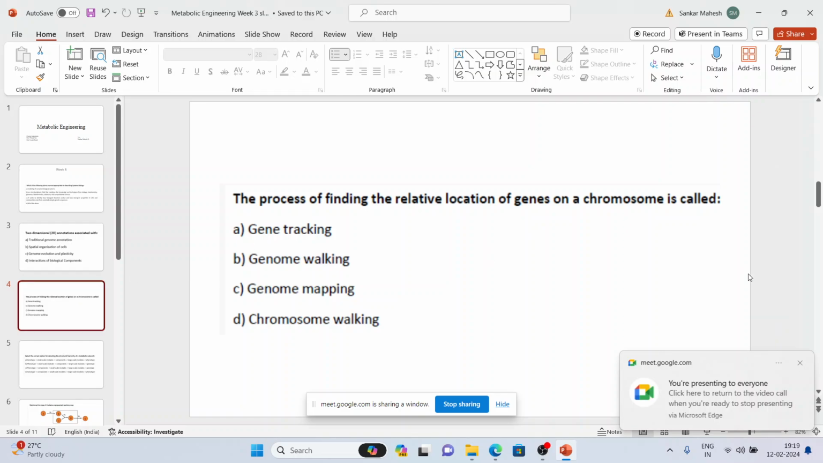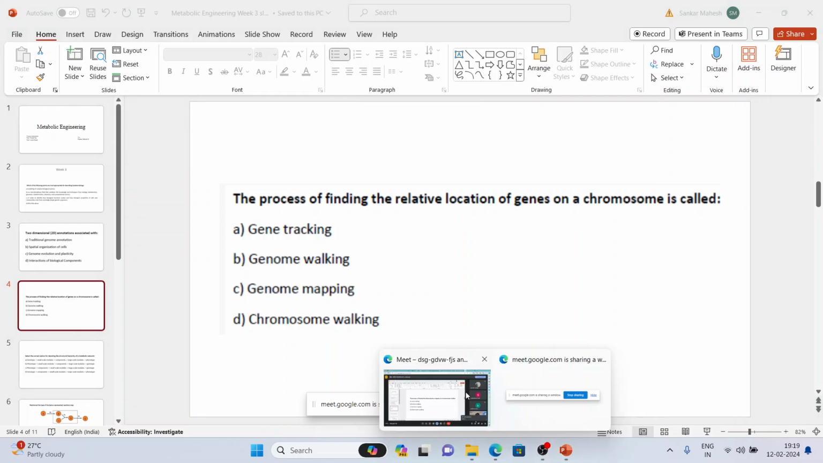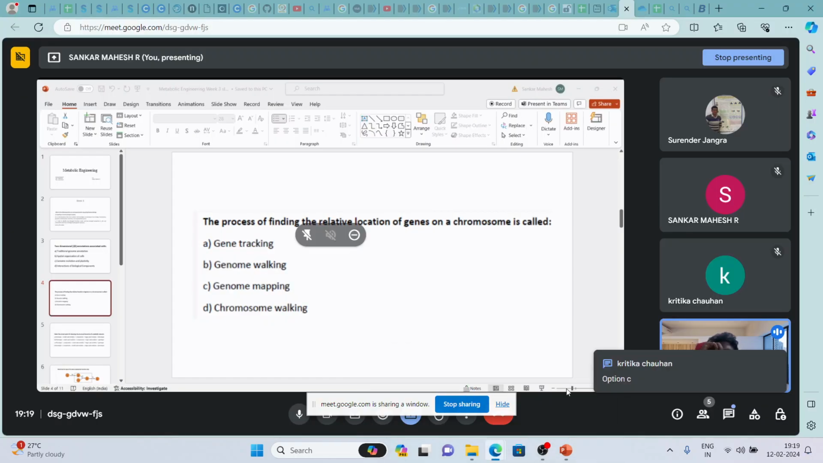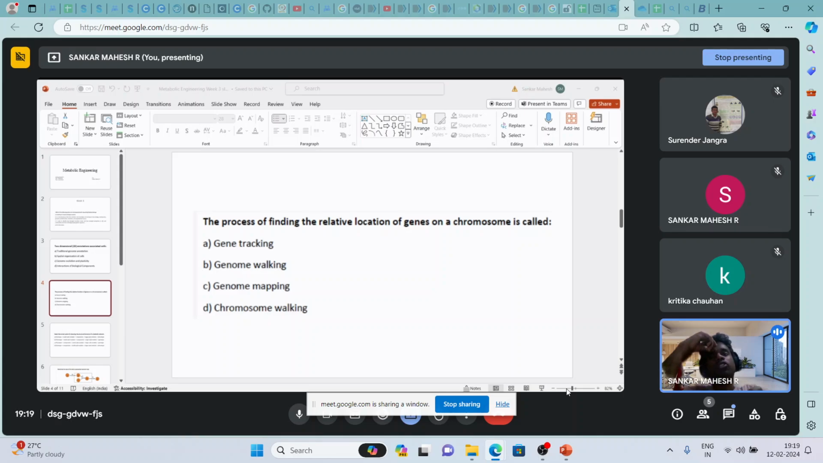The question 3 is, the process of finding the relative location of genes on a chromosome is called option A, gene tracking, option B, genome walking, option C, genome mapping, and option D, chromosome walking. And Kritika, you're saying the option is genome mapping. So do you know the difference between genome walking or chromosome walking and genome mapping, Kritika?